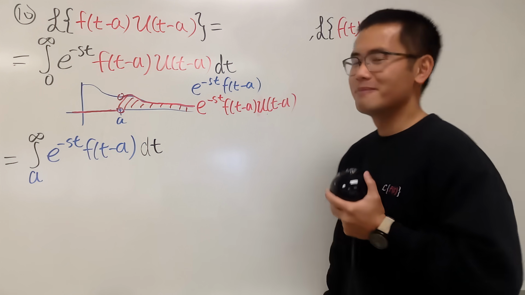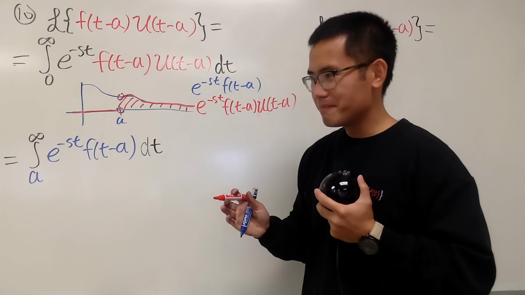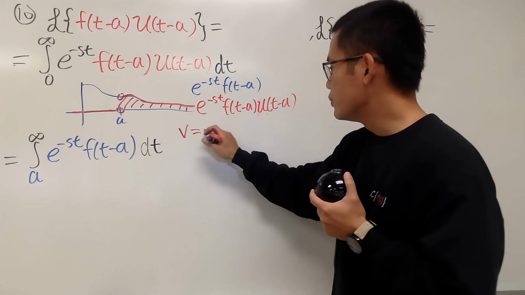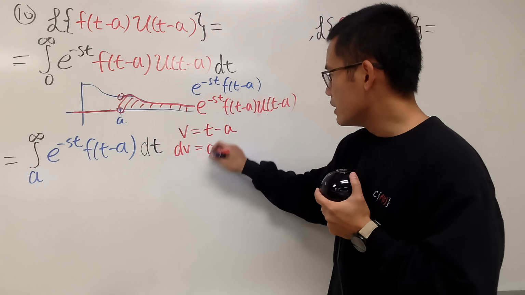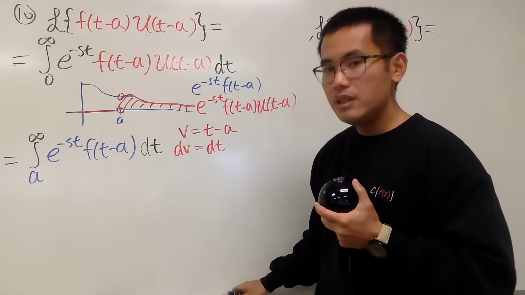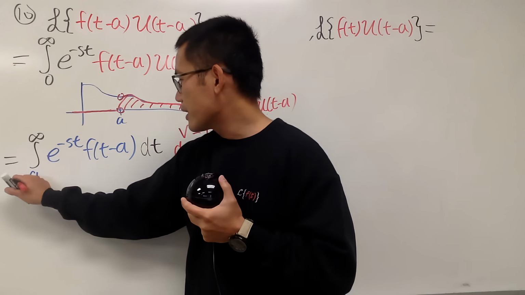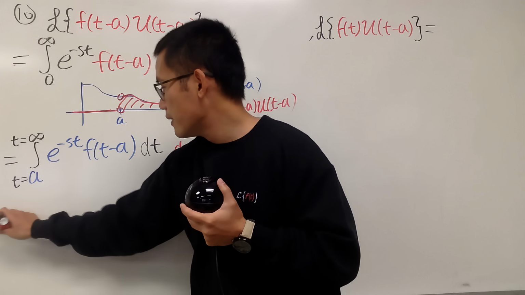But we used the u already right here, so let me use v, right? So I will say v is equal to the input, which is t minus a, and then dv is equal to dt. So that's pretty good. Now take this integral to the v world. Well, keep in mind, this right here is t goes from a to infinity.